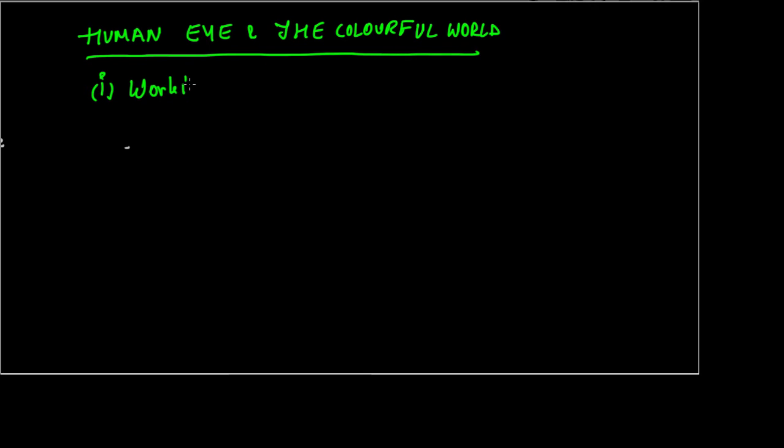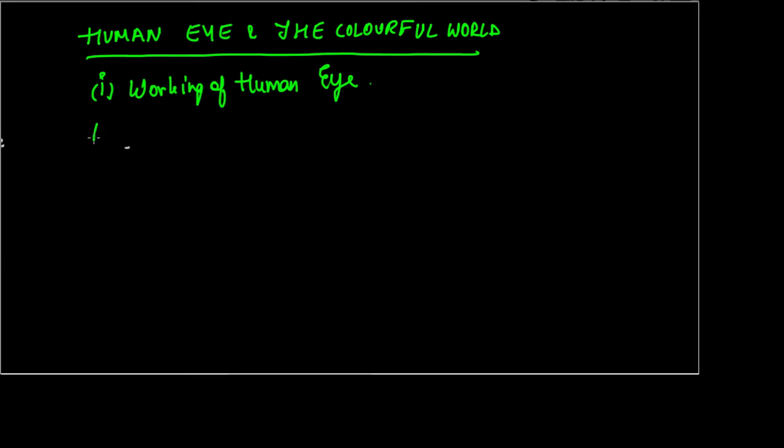Now, working of the human eye includes everything, that is, it includes the parts of the eye, the near point of the eye, the far point of the eye, and the range of vision. Parts and how it actually works, how the image is formed, how the image is seen, and also range of vision, that is near point, far point, everything comes under this. Please be clear with it.